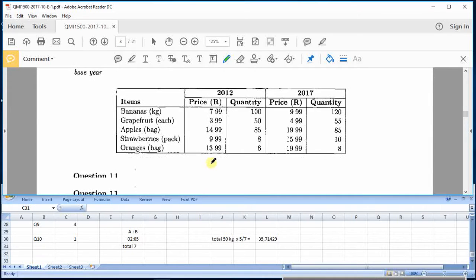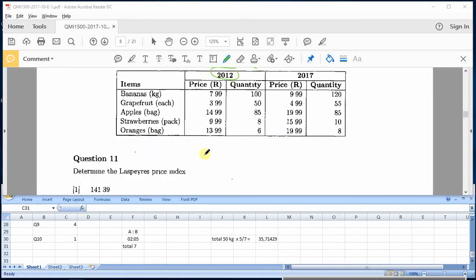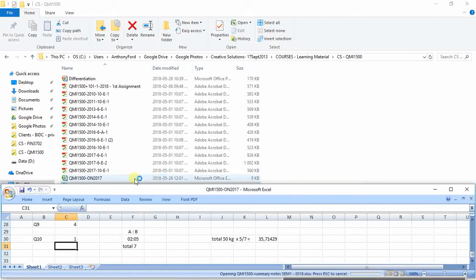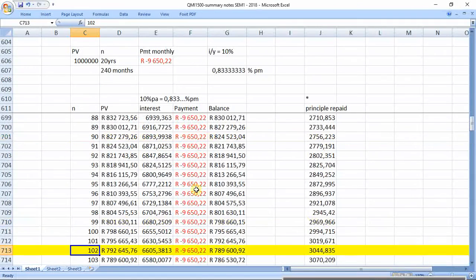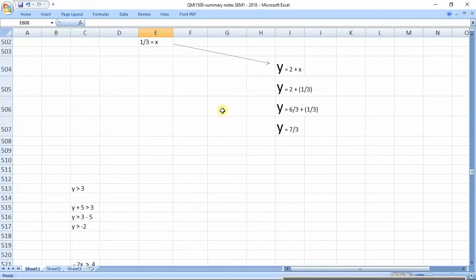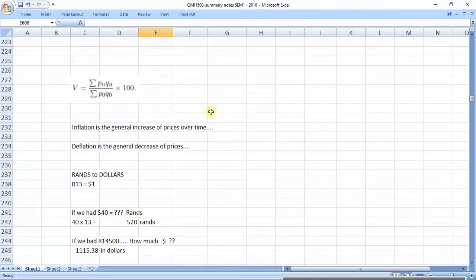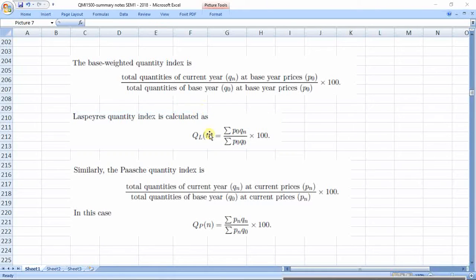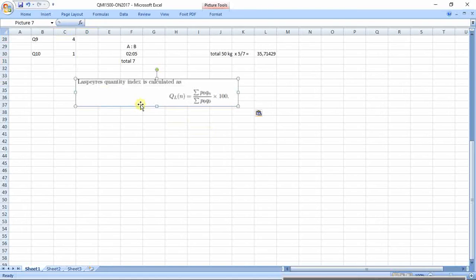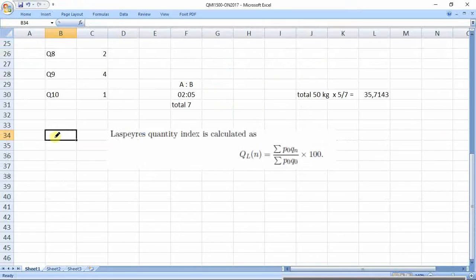Okay, so what do 11 and 12 want? Some index, looks like it. Fruit prices, amount consumed for 2012 and 2017 are given in the following table. Use 2012 as the base, so that's the base. What do they want? Laspeyres. Okay, so we need that. Where is it? There. That one. Copy, paste. Okay. What question is this? 11. Yes. Alright, so Q.